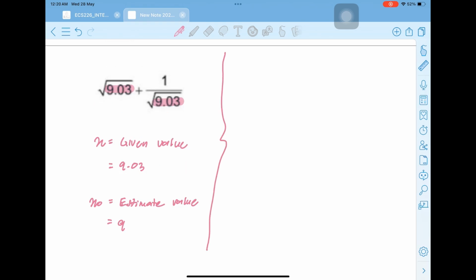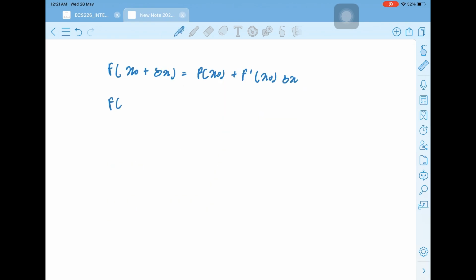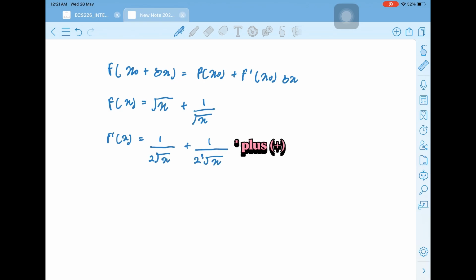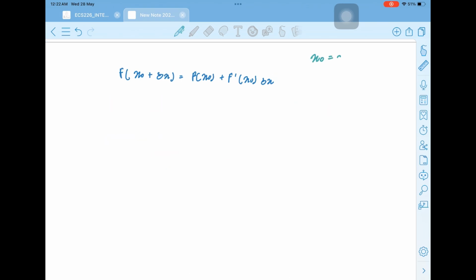So, I will use 9 as our estimate value. Once we have gotten our x and x0, we will now find delta x. Delta x is equal to x minus x0. So, we will replace x and x0 with the values that we have, which is 9.03 minus 9. So, we will get 0.03 as our delta x. Okay, so back to the formula. Once we have f(x), f prime, and delta x, we can now substitute all of those into the formula. Our f(x) is equal to square root of x plus 1 over square root of x. Our f prime is 1 over 2 square root x minus 1 over 2 cube root x, and delta x is 0.03.